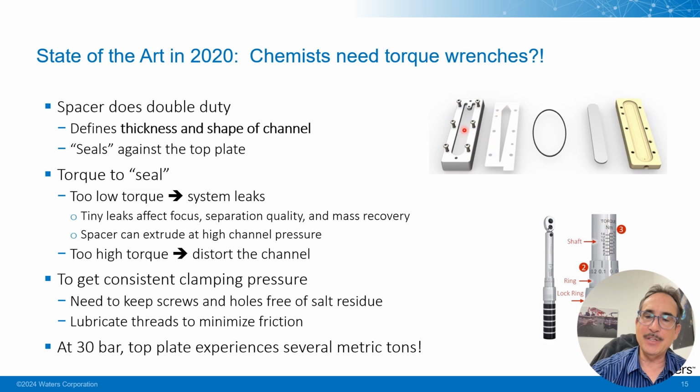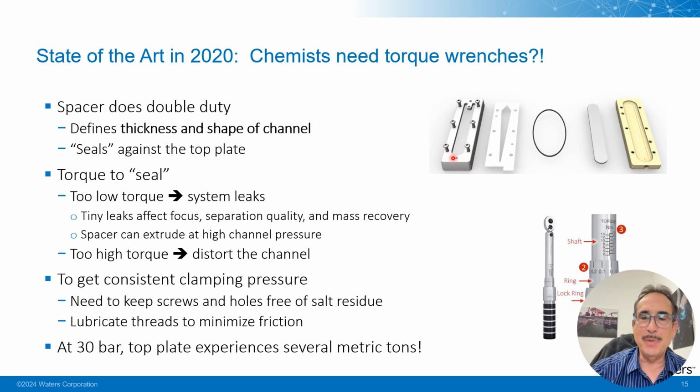And one of the real Achilles heels is that everything was flat plates. Namely, the spacer had to seal against the flat surface, and the only real seal was this O-ring. And the torque wrench was used to seal the system, and if you didn't get the torque high enough, it would leak. But if you made the torque too high, you would distort the plastic.